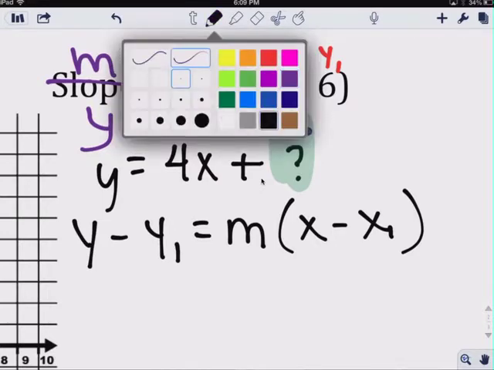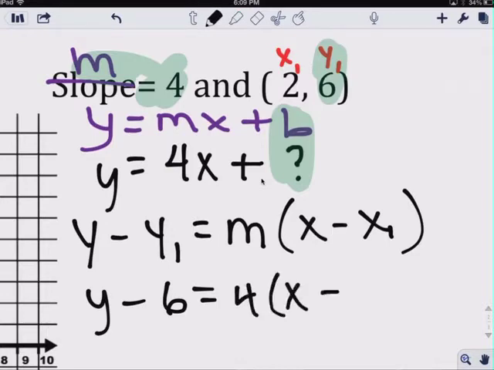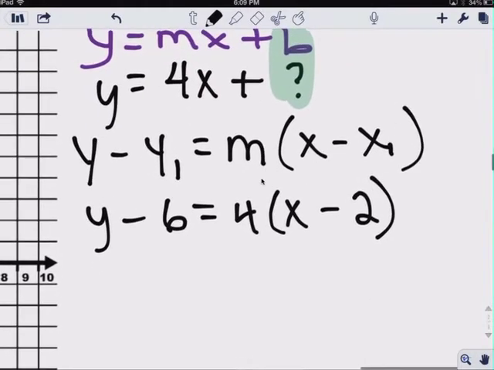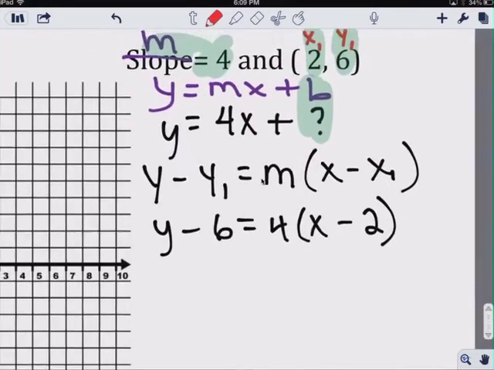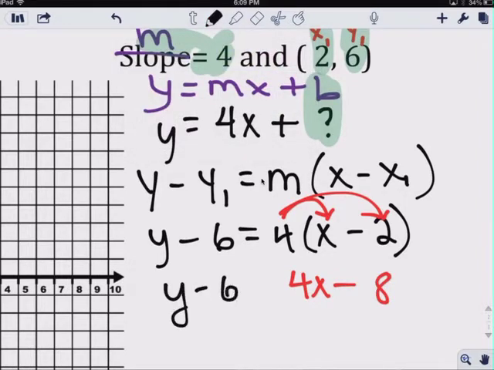Anyways, that gives us y minus y1, which is 6, equals the slope, which is 4, parentheses x minus x1, which is 2. Okay, we distribute 4 to x, which is 4x, 4 to 2, which is 8. Okay, we got y minus 6 equals that.